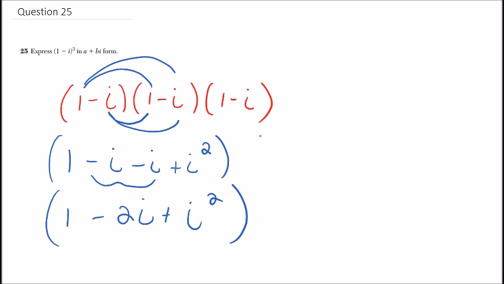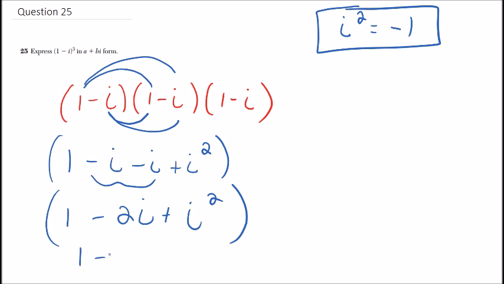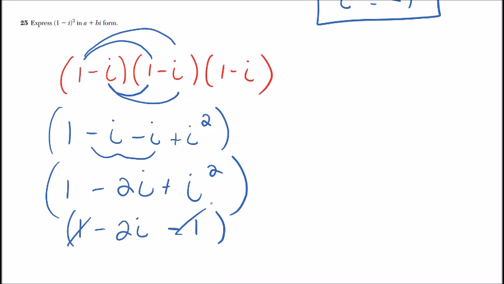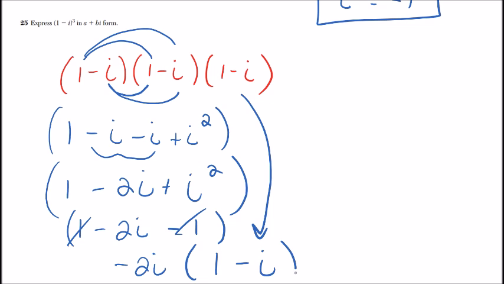Okay. And you're also going to want to remember that i squared is the same thing as negative 1. This is going to be an important fact to remember. So we can put that in here, that i squared is the same thing as negative 1. And then you get 1 minus 1, which will end up reducing to 0. So we're just left with negative 2i times, and we bring down here, 1 minus i.